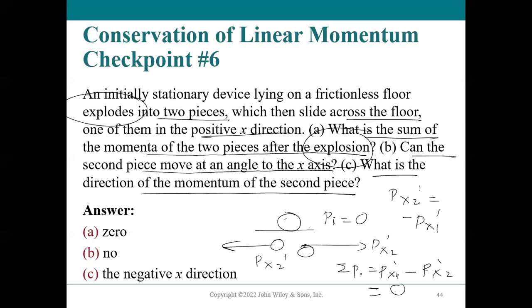Then, can the second piece move at an angle to the x-axis? No, since the momenta are equal and opposite. And what is the direction of momentum of the second piece? Since the first piece moves in the positive x direction, the second one moves in the negative x direction.